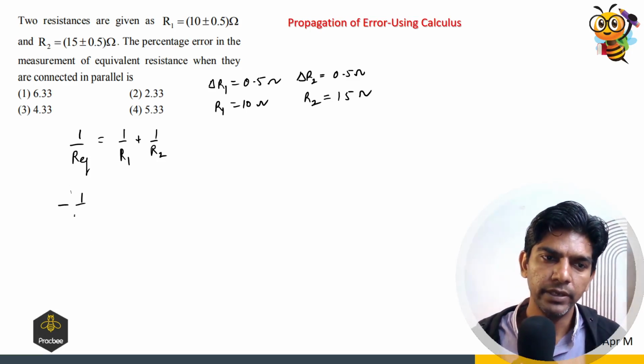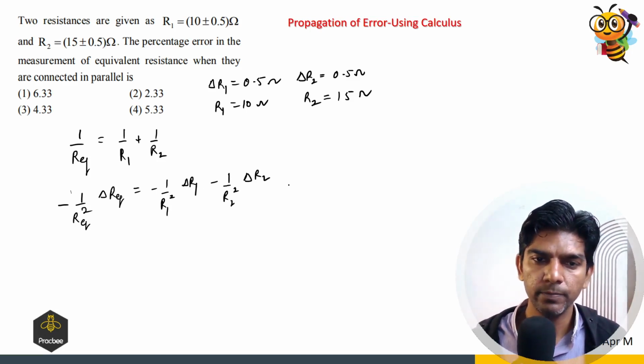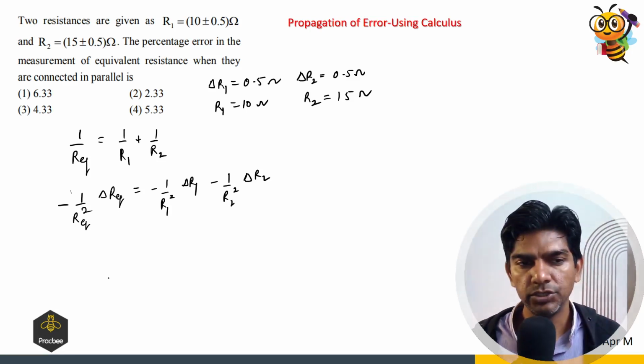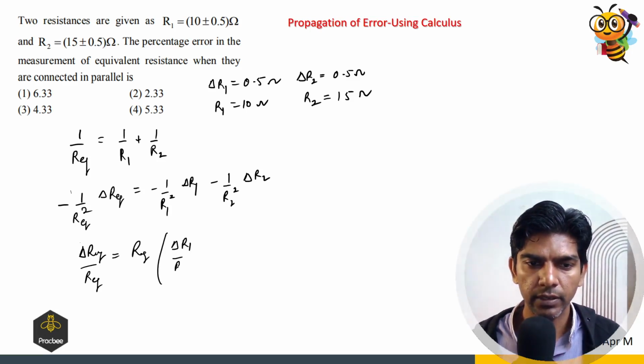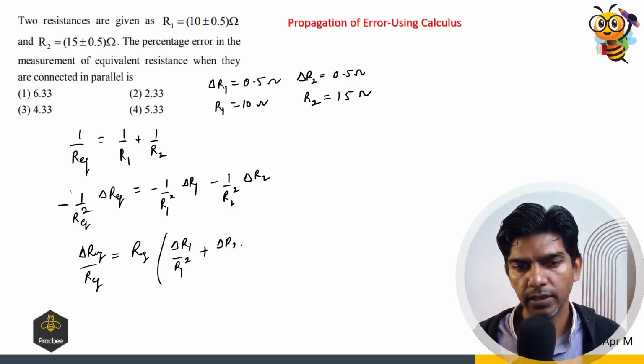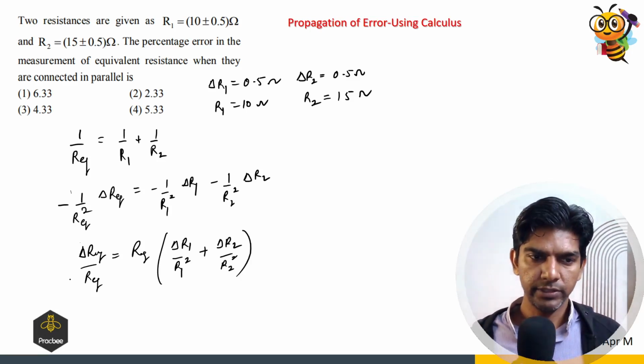So I will get minus 1 by R equivalent square times delta R equivalent minus 1 by R1 square delta R1 minus 1 by R2 square delta R2, and we have to find the percentage error. So delta R equivalent divided by R equivalent is equal to R equivalent times delta R1 by R1 square plus delta R2 by R2 square. So we have to find percentage error, multiply both sides by 100.